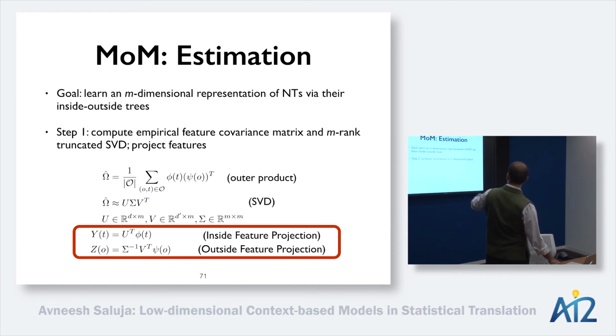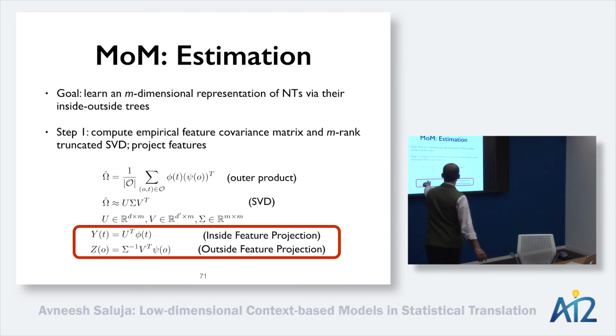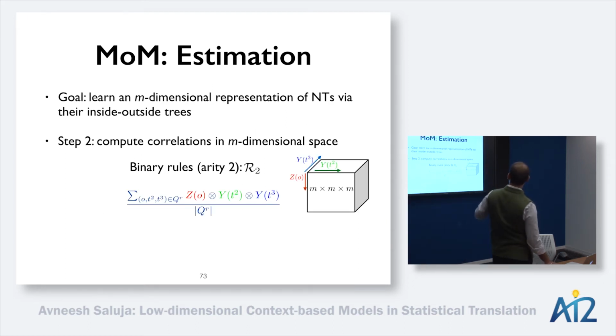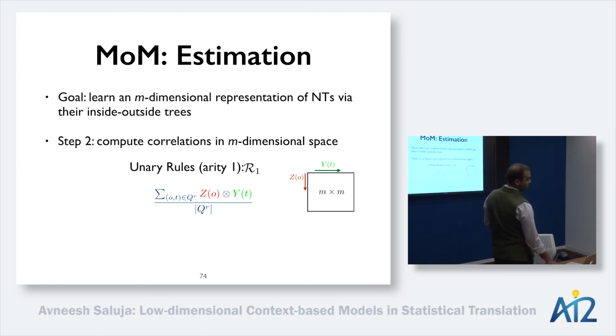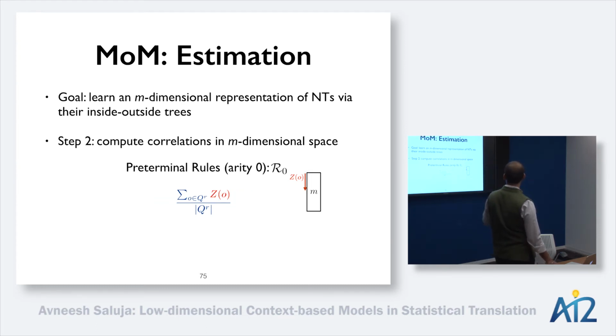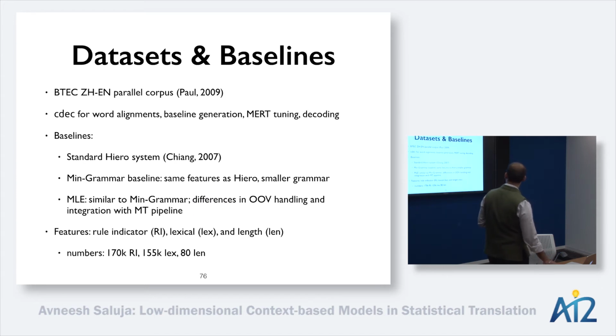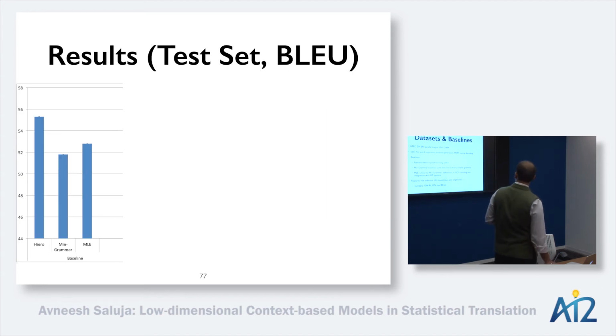As you can see here, I have low dimensional representations of my inside and outside features, and I'm going to use those low dimensional representations to come up with these tensors that I can attach to various translation rules, these matrices and these vectors and the like. Then I'll quickly go over some experiments and then move on to the next section.